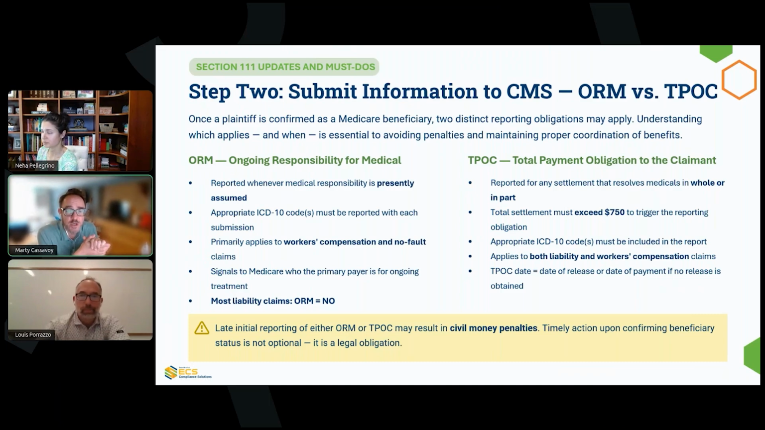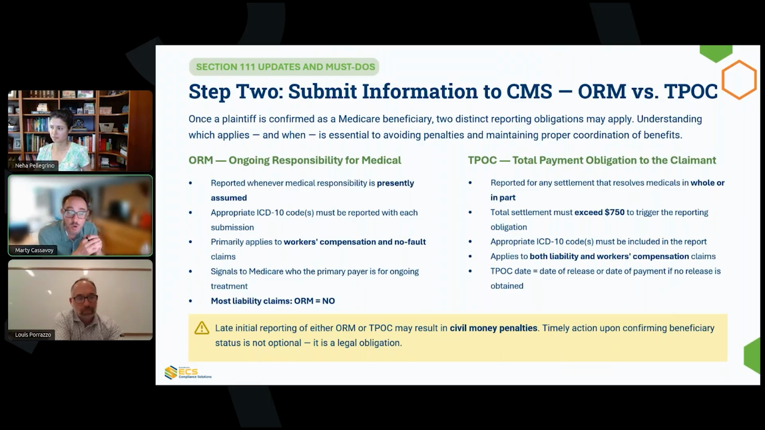But when we get to step 2, now you have the information. Now you know the person is a Medicare beneficiary. Why? Because they've provided you their social, you've performed that monthly query that Neha was talking about, and that query has returned this person's a Medicare beneficiary. So once a person is confirmed as a Medicare beneficiary, you have 2 different obligations. Now, what's important from a liability perspective is understanding that ORM is almost always no. In liability cases, ORM is almost always no.